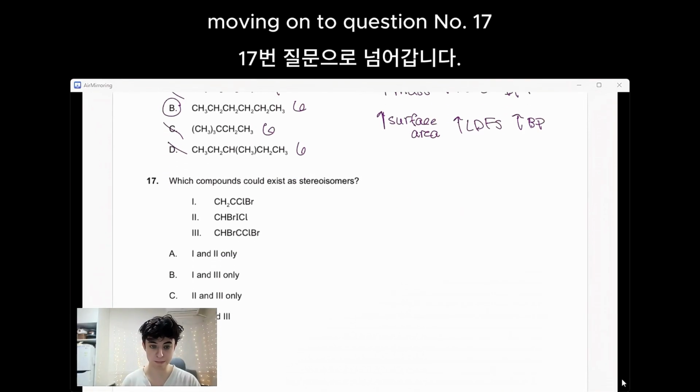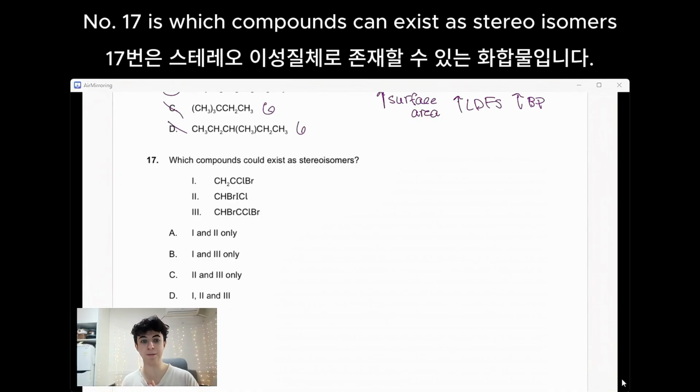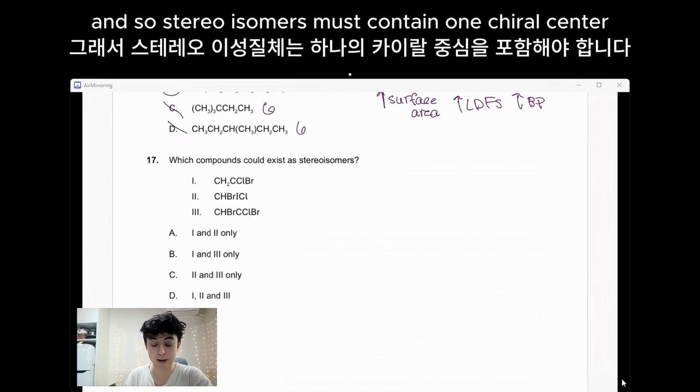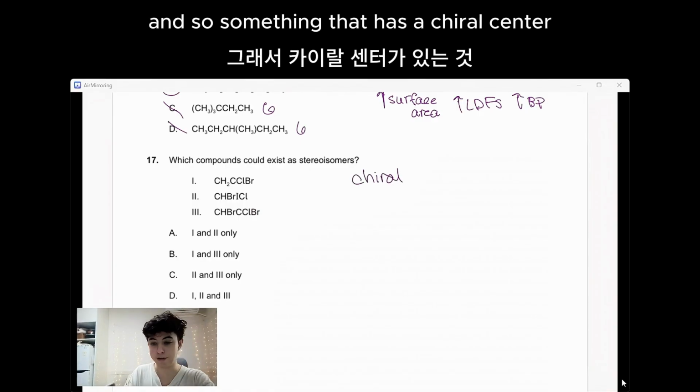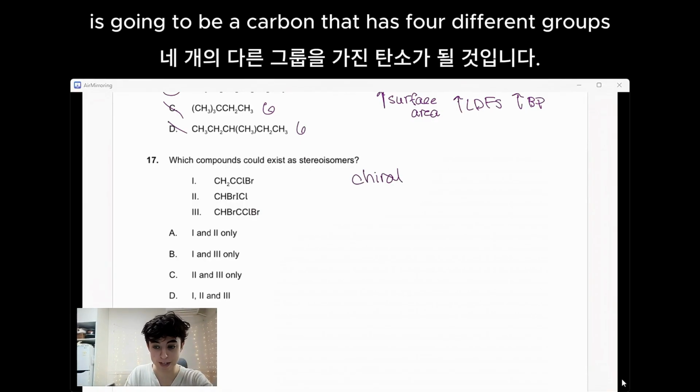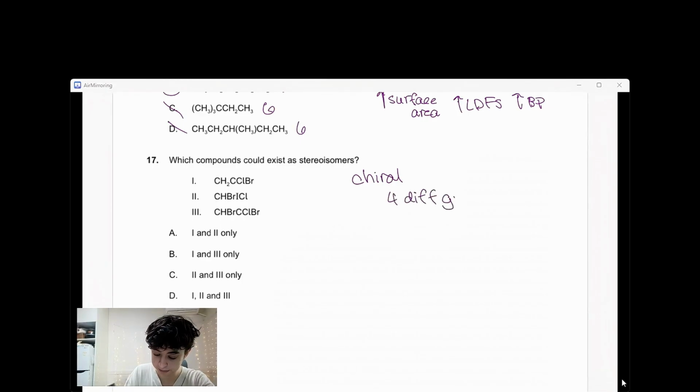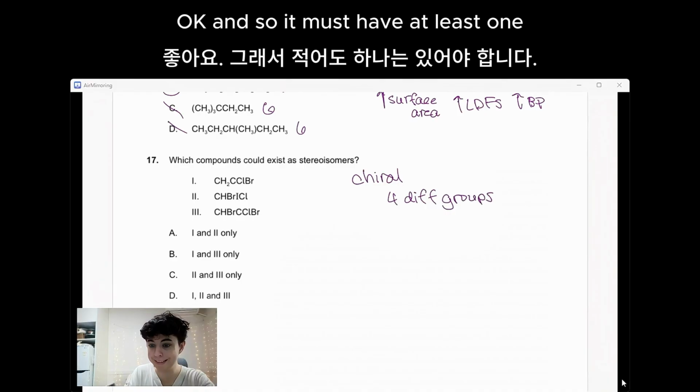Moving on to question number 17. Number 17 is which compounds can exist as stereoisomers. Stereoisomers must contain at least one chiral center. Something that has a chiral center is a carbon that has 4 different groups.